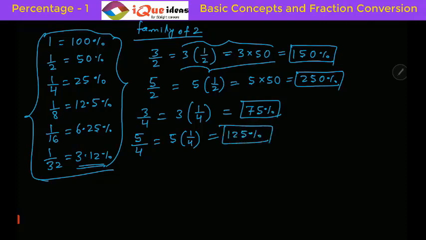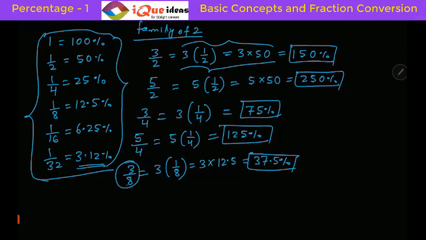Okay. Then comes a very important calculation, that is 3 by 8. Now 3 by 8 is 3 into 1 by 8. 1 by 8 is 12.5. So 3 into 12.5 percentage will be equal to 37.5%. In your questions, you should be able to understand that directly 3 by 8 can be utilized as 37.5%. Let's take one more. If it is 5 by 8, 5 by 8 is 5 into 1 by 8, which is equal to 5 into 12.5, which is 62.5%.